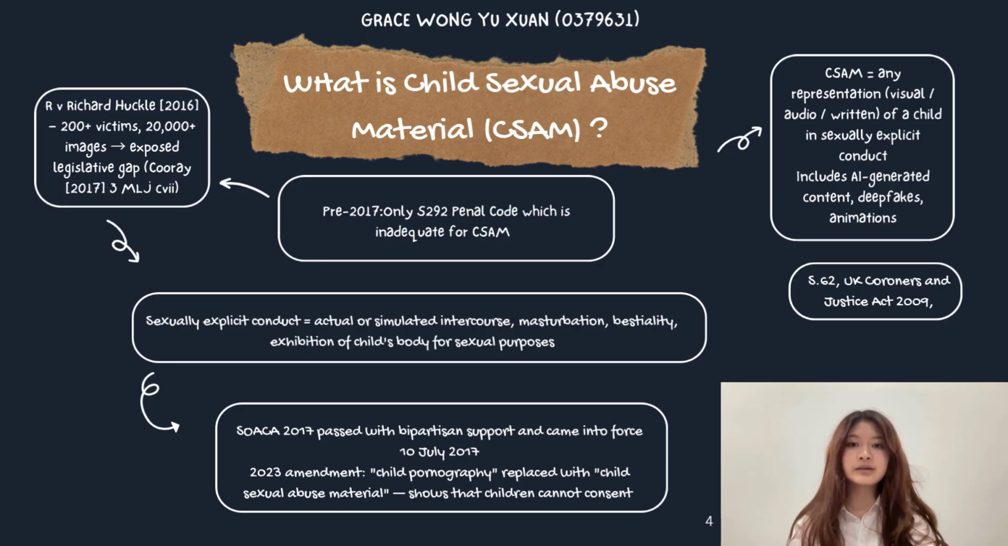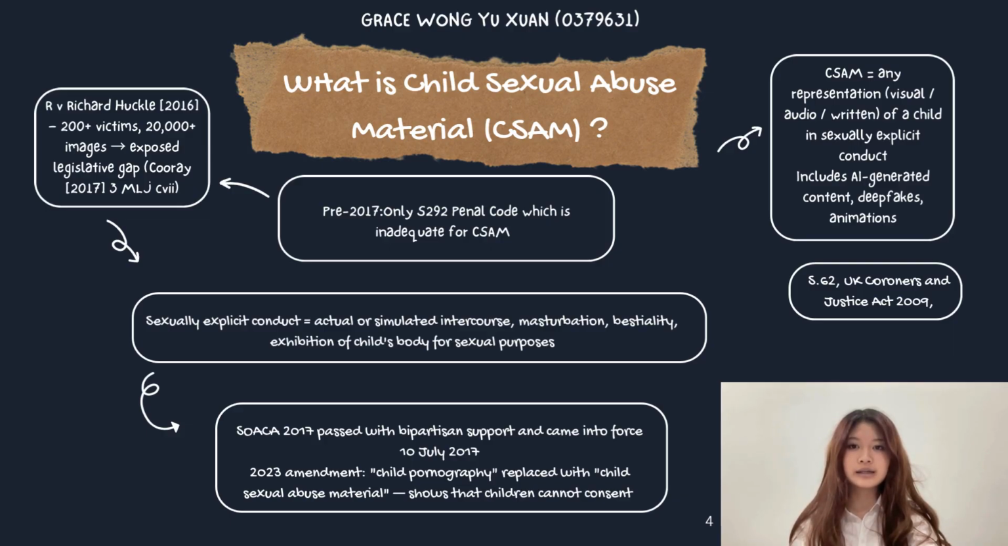CSAM is defined as any representations, whether visual, audio, or written, produced by any means that depicts a child or a person appearing to be a child engaged in sexually explicit conduct. Crucially, this extends to realistic or graphic images, meaning AI-generated content, deepfakes, and computer-animated depictions all fall within the definition. An accused cannot escape liability by arguing that no real child was directly involved in the production. This mirrors the approach taken in the United Kingdom under Section 62 of the Coroners and Justice Act 2009.